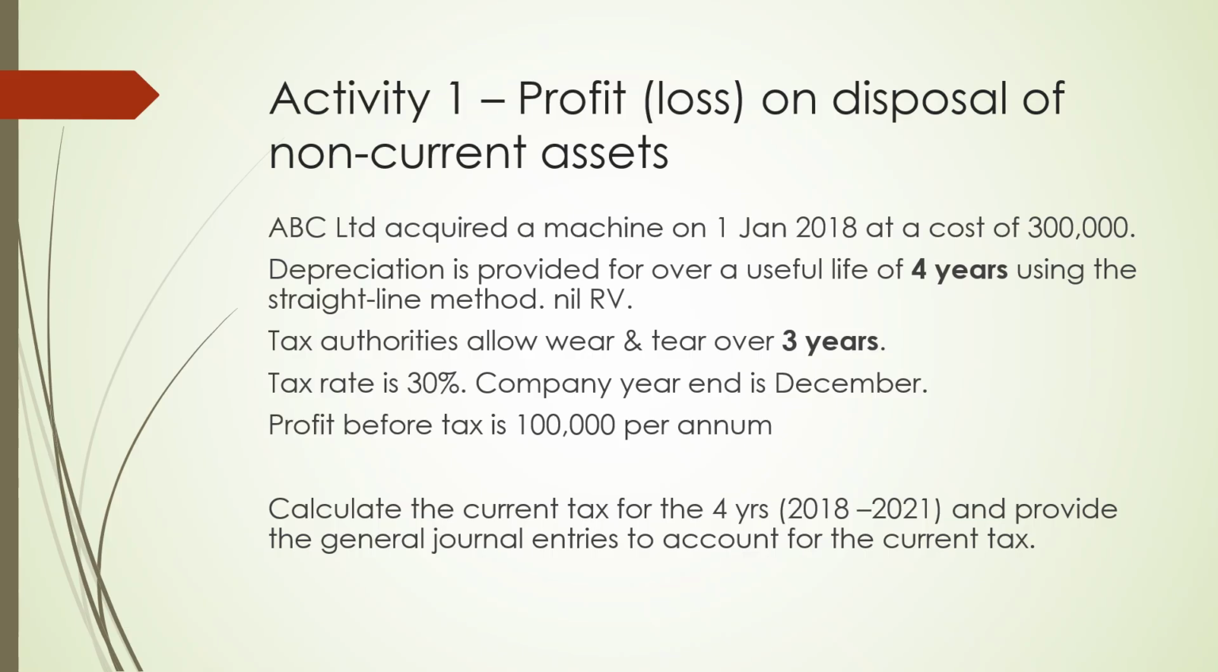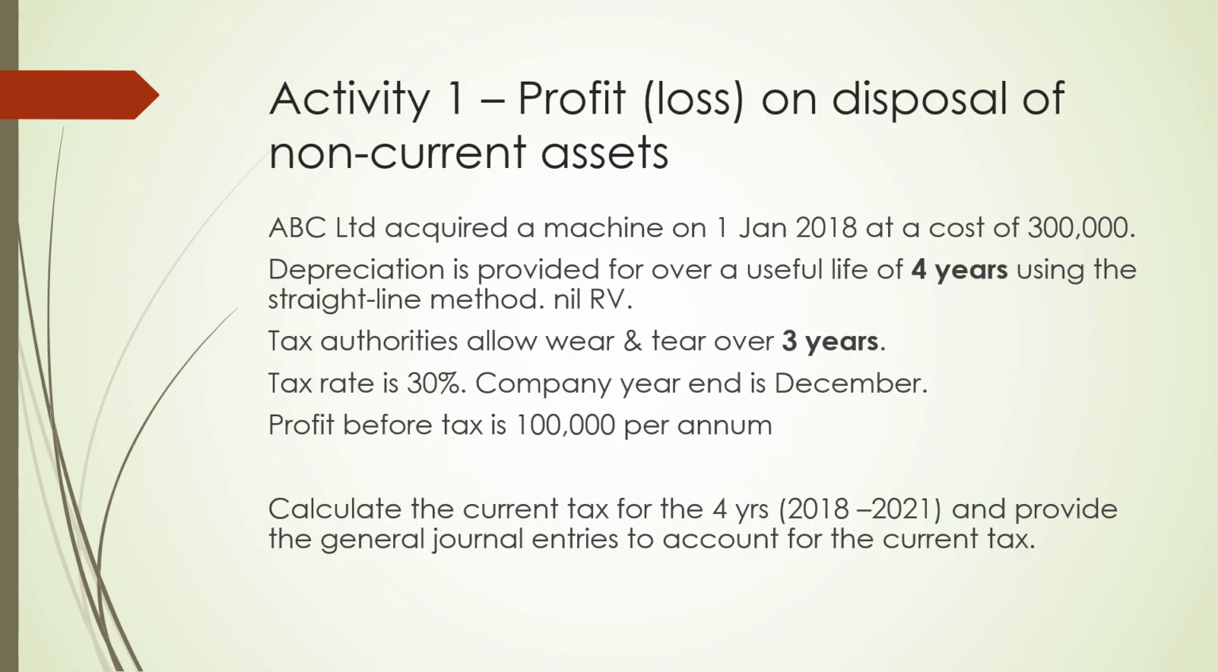Let us deal with this activity whereby we look at the profit or loss of the disposal of non-current assets. The scenario reads as follows. ABC Limited acquired a machine on 1 January 2018 at a cost of 300,000. Depreciation is provided for over a useful life of 4 years using the straight line method, and there's a nil residual value. The tax authorities allow a wear and tear allowance over 3 years. Assume a tax rate of 30% and a company year end is December.